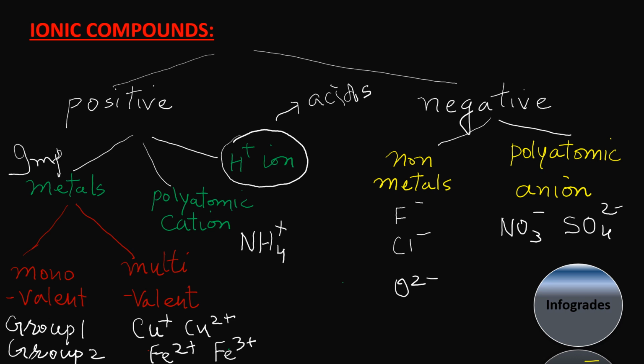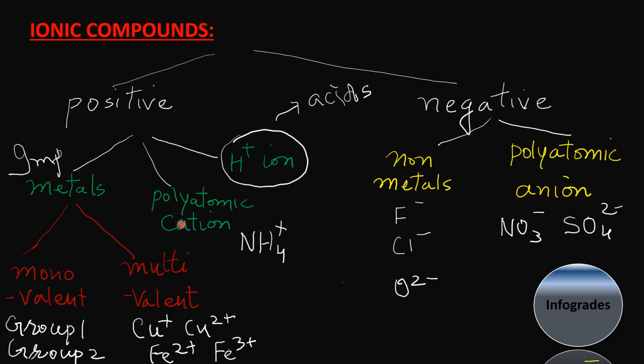So basically, broadly speaking, we can understand the ionic compounds this way. Positively charged or negatively charged, of course, these two species will be there. Positively charged species can be either a metal, a polyatomic cation, or a hydrogen ion. If it is a metal, then it is very important that you look into whether the metal present is monovalent or multivalent.